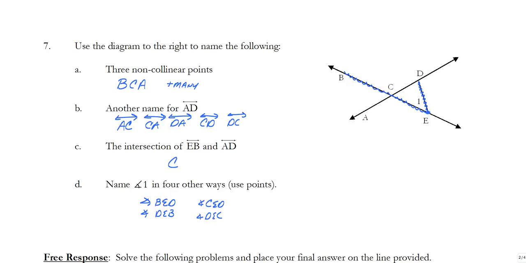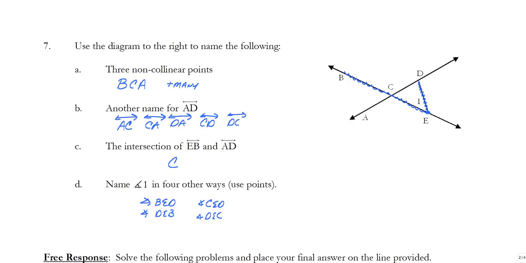But this said non-collinear. Another name for AD, there were 5 more names for line AD. You have AC, CA, DA, CD, and DC. Notice they all have line symbols above them. Remember, you can name a line using any 2 points on that line in either order. Rays are more specific, so are segments.